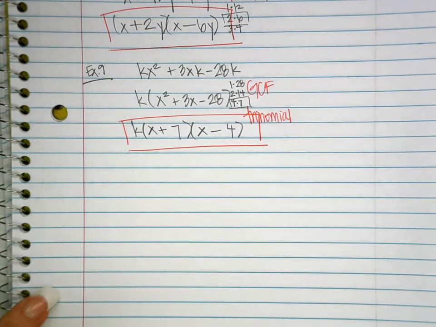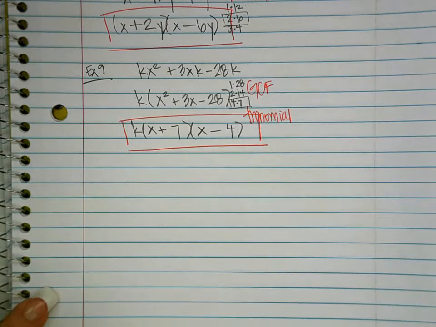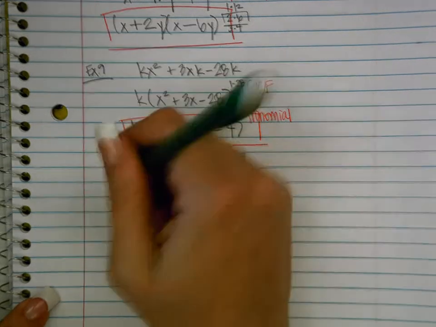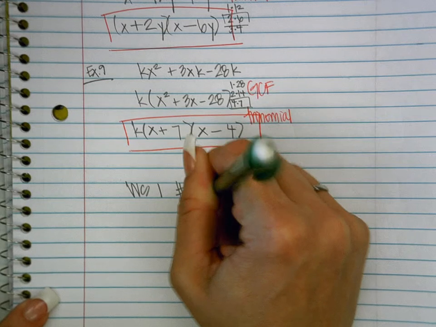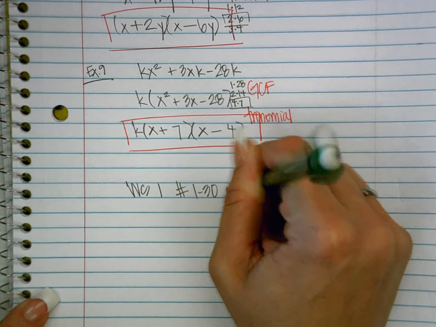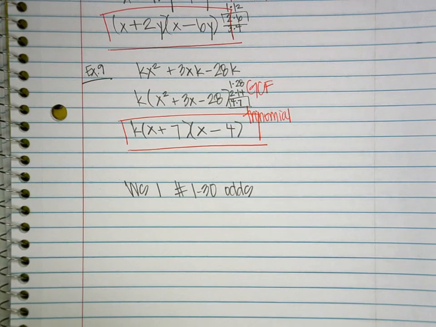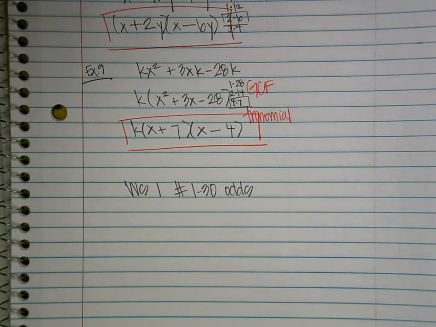Anyone have any questions? Okay, I'm going to give you guys new packets today, and you're going to be doing worksheet 1, numbers 1 through 30. You are just doing the odds. So 1 through 29 then? Yes, 1 through 29 odds. Thank you.